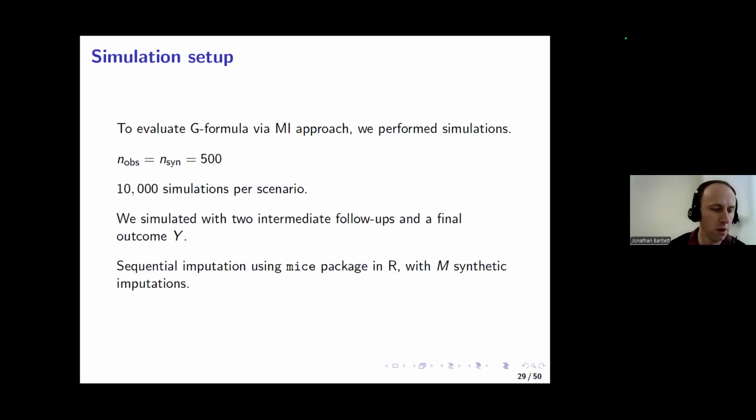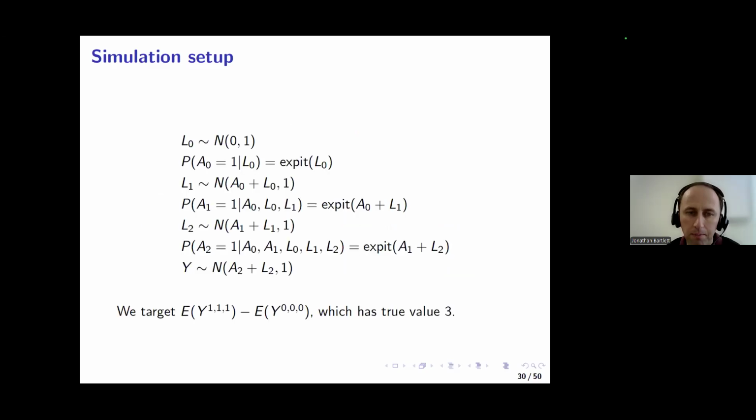Okay, so I'm going to briefly talk about some of the simulations. I'm not going to go into lots of details. There'll be a reference in the slides at the end to the paper where more details are given. But basically, we performed some simulations with 500 individuals, 10,000 simulations per scenario, a very simple setup with two intermediate follow-ups and a final outcome Y.